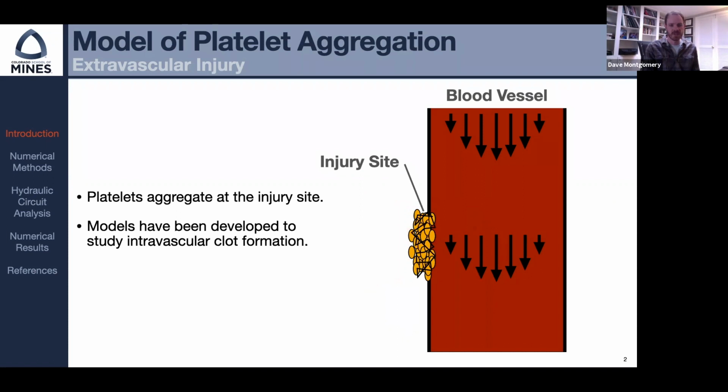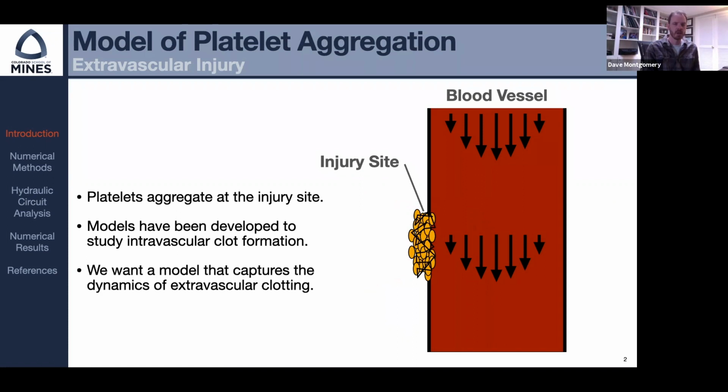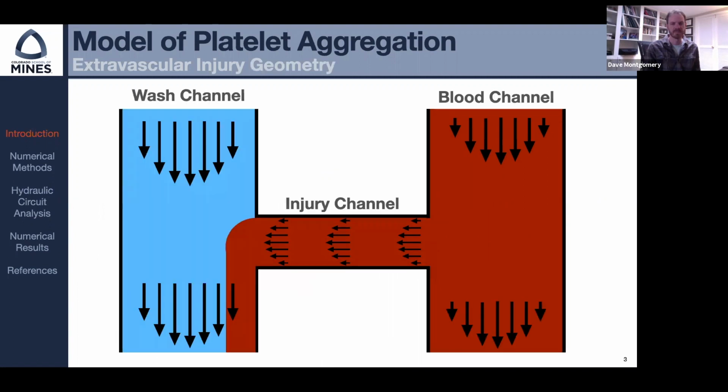Computational models of intravascular clot formation have been developed to study injuries where blood does not leak from an injured vessel. However, we want a model that captures the dynamics of extravascular clotting, one that allows blood to continue flowing through the blood vessel while a clot forms outside the vessel. Modeling extravascular injuries, like the one animated on this slide, requires solving numerous equations in geometries much more complicated than a simple rectangle.